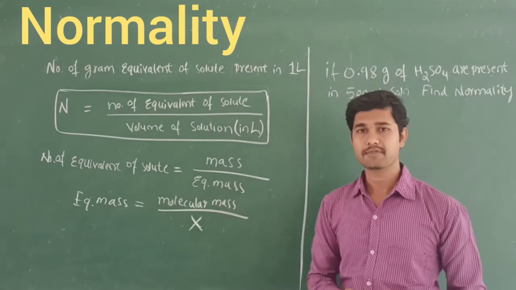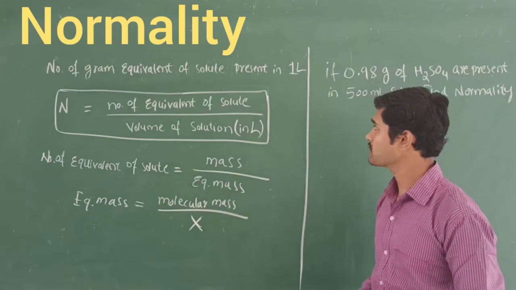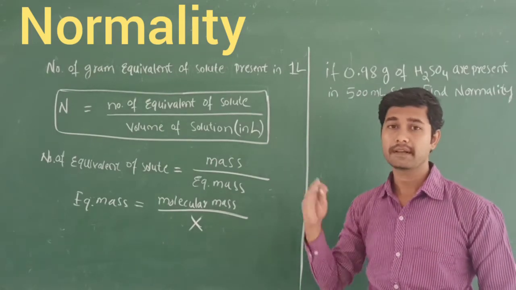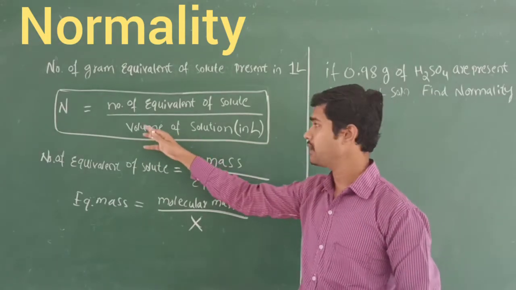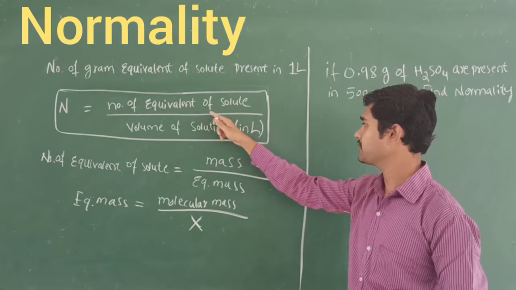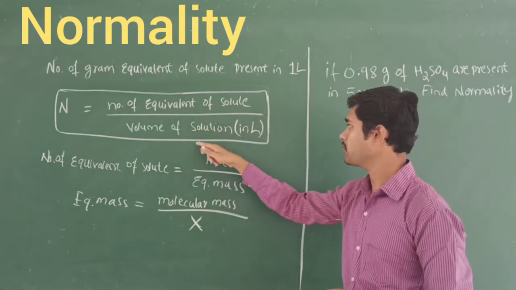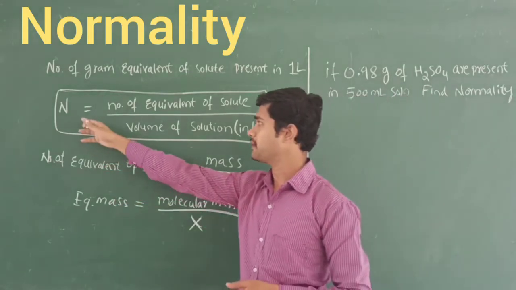So let's see the definition of normality. Normality is the number of gram equivalents of solute present in 1 liter of solution, or 1 dm cube of the solution. The formula is N is equal to the number of equivalents of the solute divided by the volume of the solution, and normality is denoted by capital N.